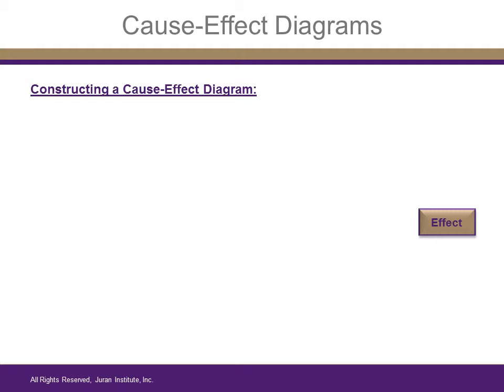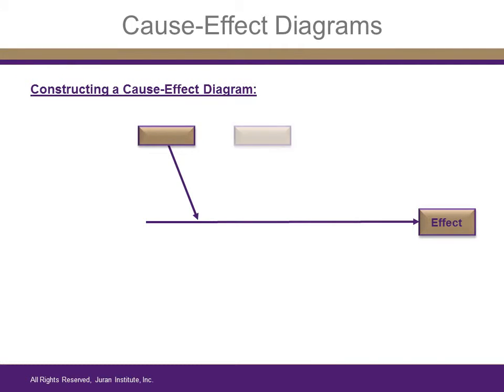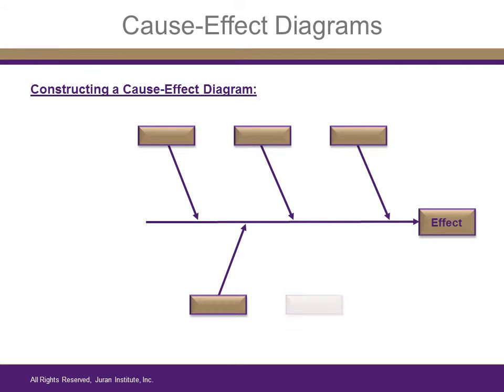The next step is to draw a line or spine across your diagram. This line will be used to branch off into more specific detail as we develop our cause-effect diagram. Our next step is to draw our branches or fishbones. A typical cause-effect diagram will have 5 branches connecting to the spine. Each branch will have its own category.